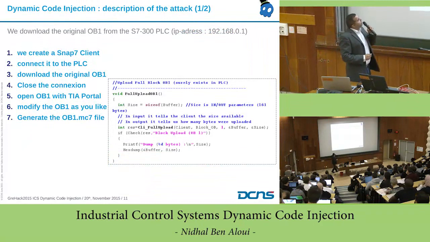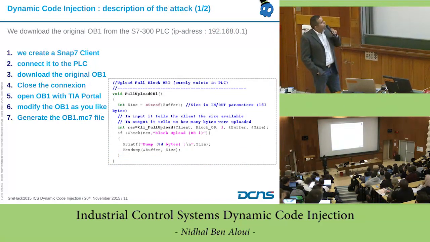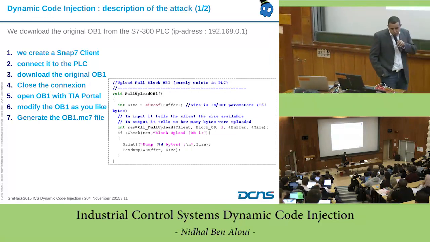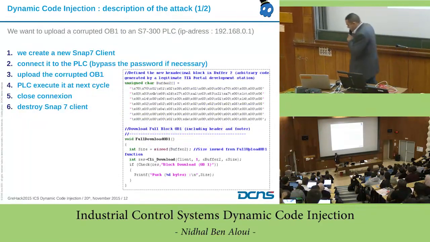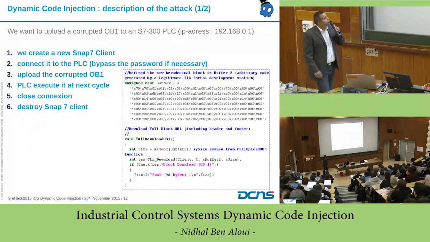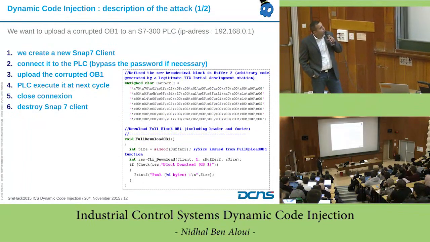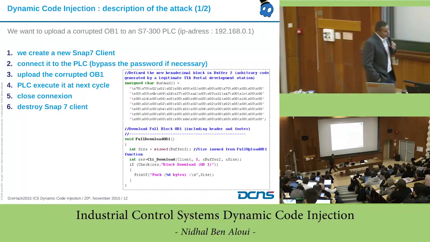So this is the source code of the function that we use to generate the block and inject it. So this is the function to download, sorry. And in my source code, I use the hexadecimal of the OB1 and inject it through the PLC.